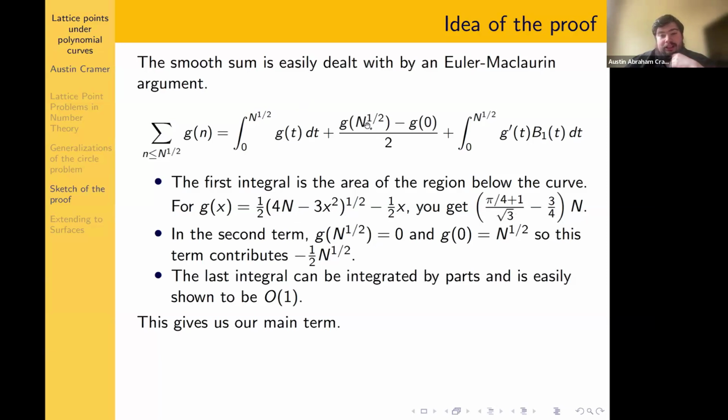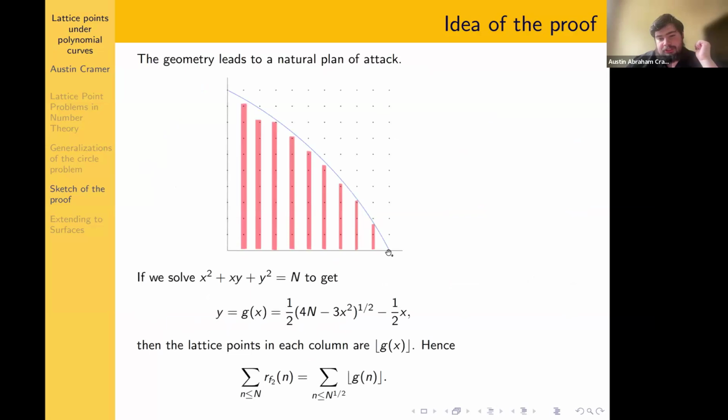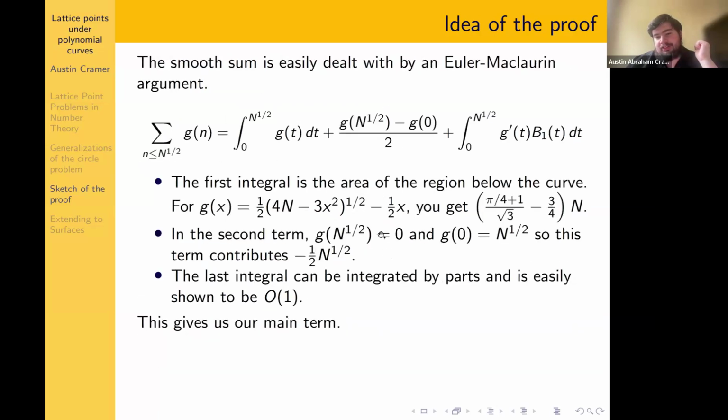In the second, g of n to the 1/2 and g of 0, that's sort of the two ends of our level curve. So at square root n, that's where our level curve touches down and meets the x-axis. So that's going to be 0. And g of 0 is square root of n, just by this sort of symmetry. So that's where we get a minus square root n. And then the last integral, you integrate it by parts, and without too much effort you can show that it's uniformly bounded independent of n. That's big O of 1.